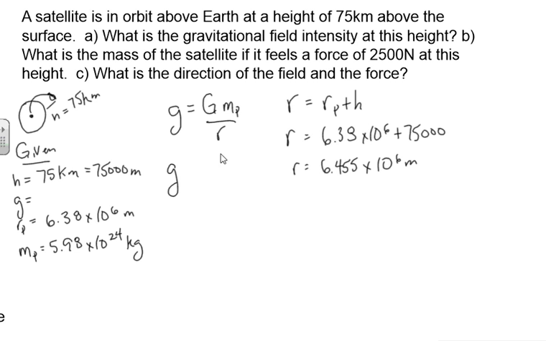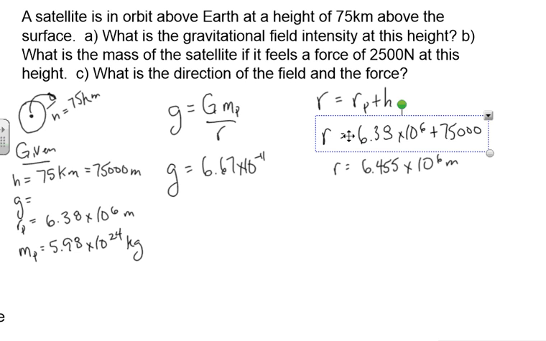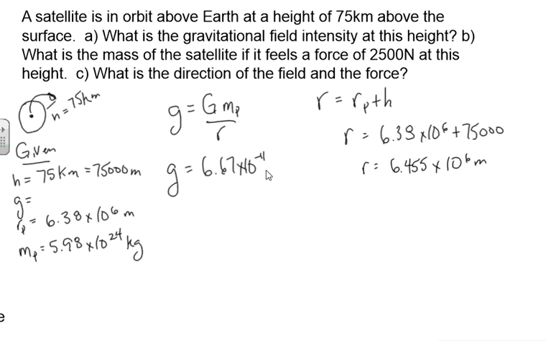So g, and let me move these over a little bit because the numbers are big. So g is equal to 6.67 times 10 to the negative 11, times the mass of the planet, which is 5.98 times 10 to the 24, all divided by 6.455 times 10 to the 6 meters, and this is all squared.